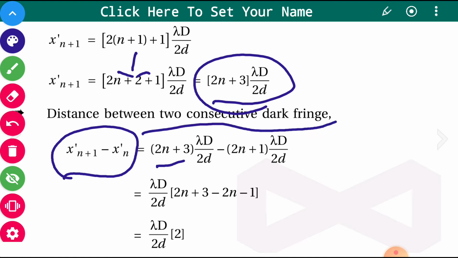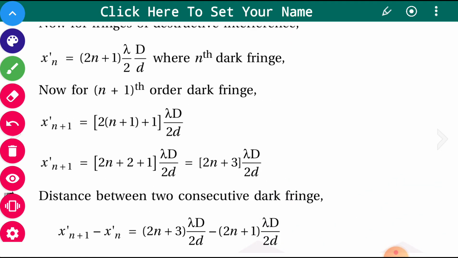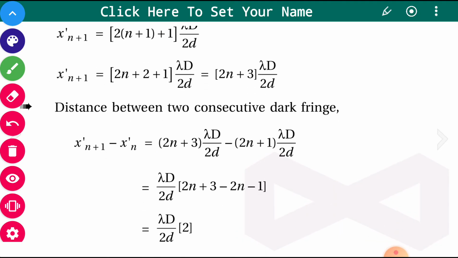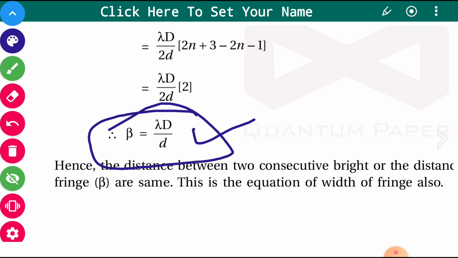Now the distance between consecutive dark fringes is xn plus 1 prime minus xn prime, and you use these two values. Use them in this equation and simplify, and you will get the same answer as you got for the distance between two consecutive bright fringes. So we can say that these fringes have the same distance, whether consecutive bright or consecutive dark.